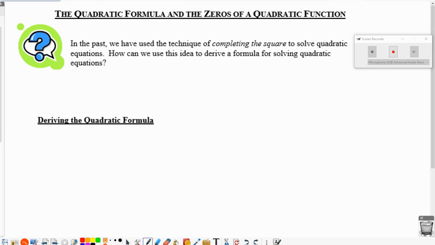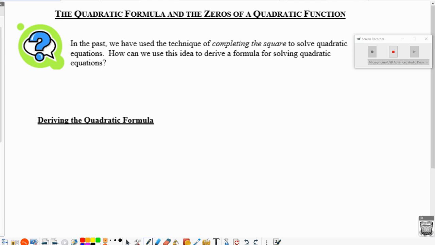Yeah? In the past, we have used the technique of completing the square to solve. Like somehow we've been doing it for years. Last lesson, we learned how to complete the square to solve quadratic equations. The idea is we could complete the square, and once we were done completing the square, then we could isolate. We can use this idea to derive a formula.